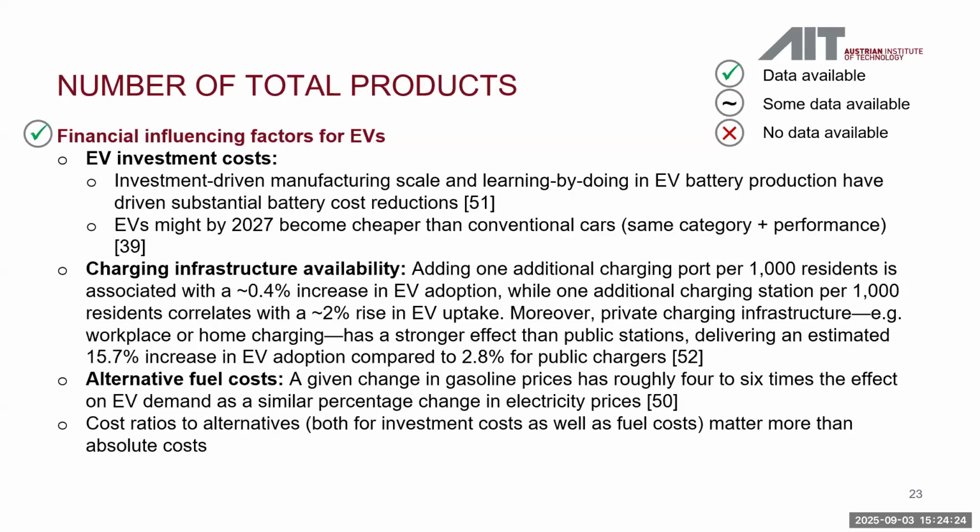The second point is the charging infrastructure availability, because if you have a home charger, you are more likely to buy an EV than if you don't have a home charger. And by subsidizing home chargers, you can also increase the number of EVs. Then, of course, the third point is the cost of the fuel versus the cost of the electricity. So if the electricity is much cheaper than the fuel cost, then you are more likely to buy EVs. Okay, thank you. Next one.